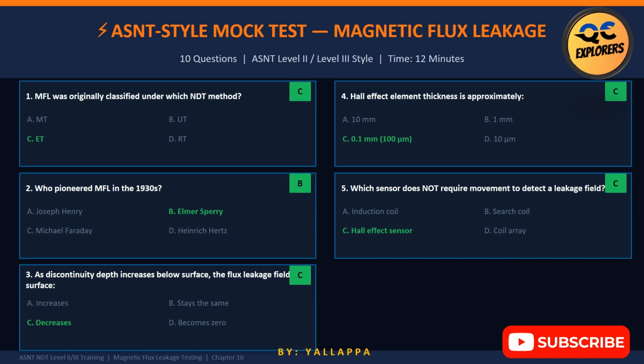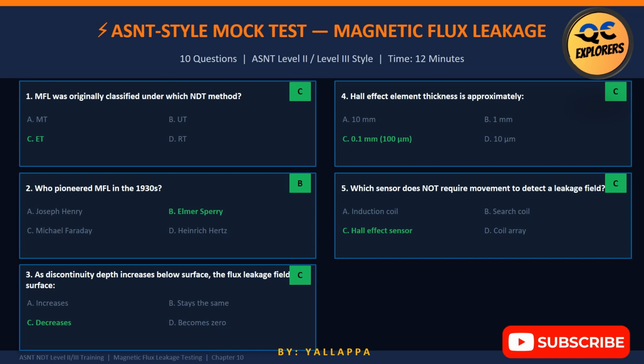Question 3. As discontinuity depth increases, what happens to leakage signal? Correct answer: it decreases. Why? Because surrounding metal smooths the field distortion. That reduces leakage at the surface.